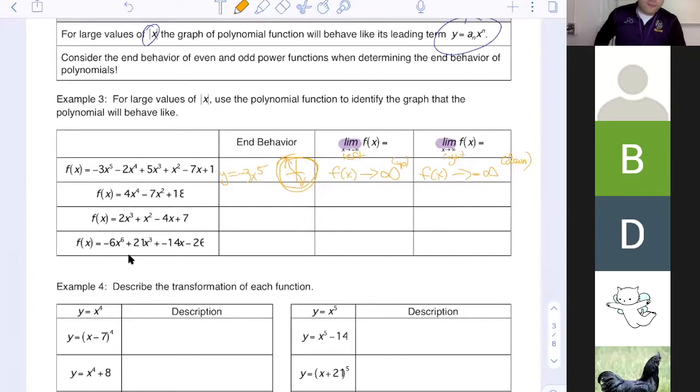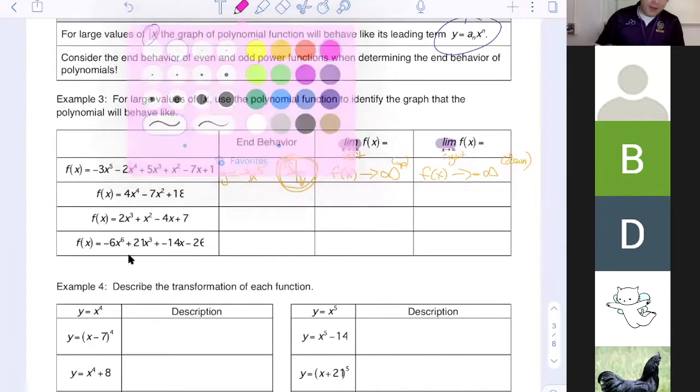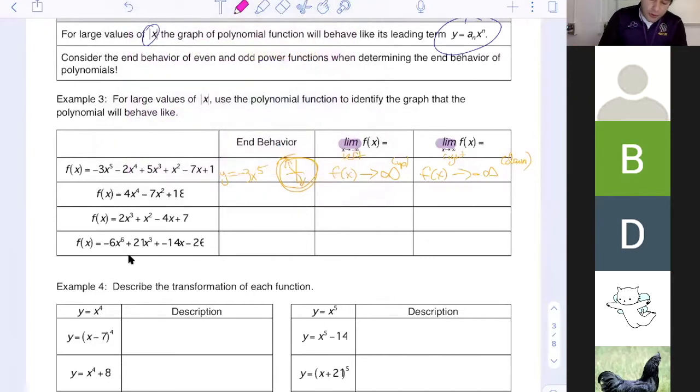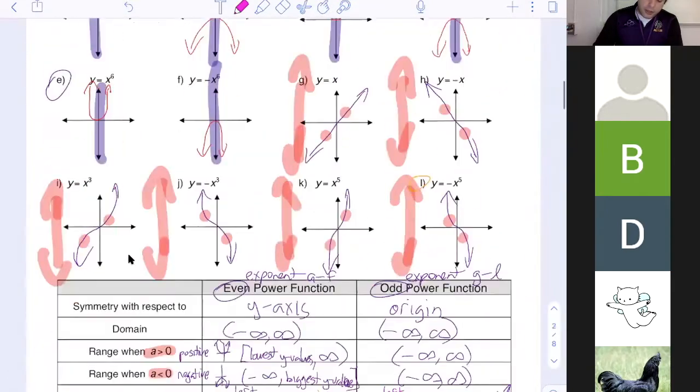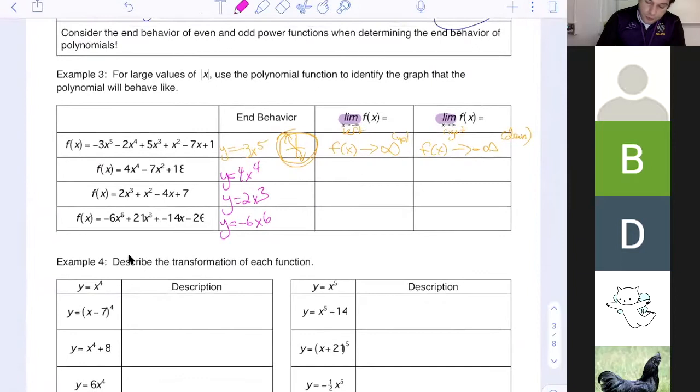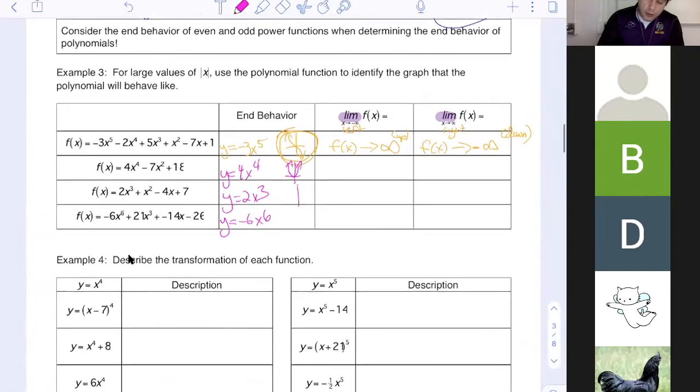All right. So I'm going to bet that everyone got the end behavior correct. So y equals 4x to the fourth, y equals 2x cubed, y equals negative 6x to the sixth. And like I said, if you need to, you can go back up here and look, but a good strategy is to go ahead and just make a rough sketch. So 4x to the fourth looks something like this at the end of the day. 2x cubed looks something like this. And negative 6x to the sixth will look something like this. So that's a rough sketch of what they look like.